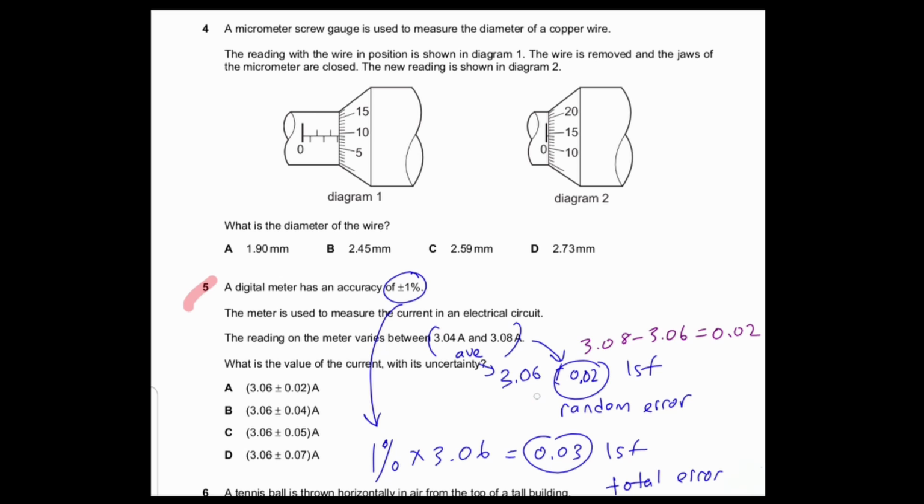So your value will therefore be 3.06 plus minus 0.02, but this is only due to the random error. But since you have an accuracy of plus minus 1%, 1% of this value gives you 0.03. So there's another uncertainty of 0.03. The two uncertainties you must add up together, so you get 0.05. So your final answer will be 3.06 plus minus 0.05.